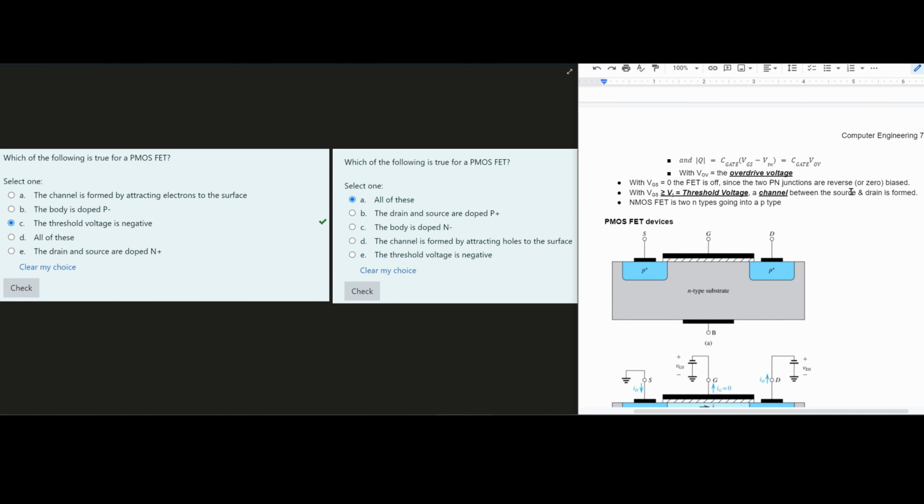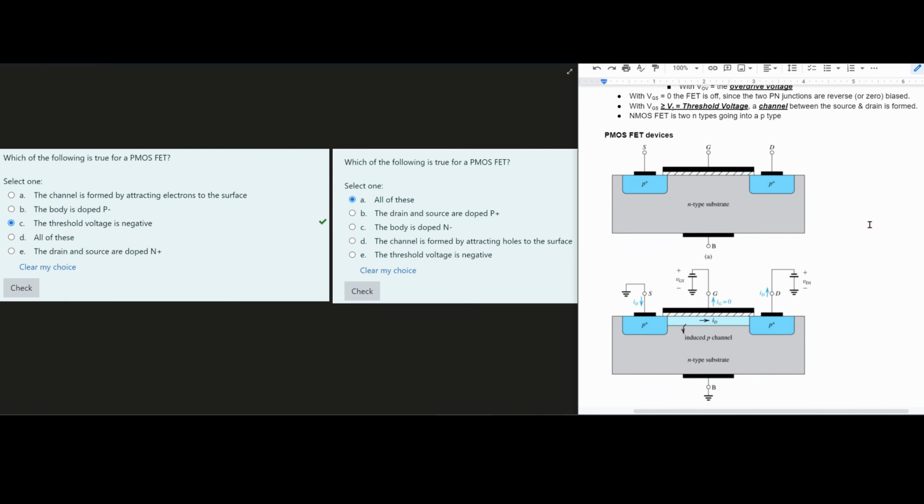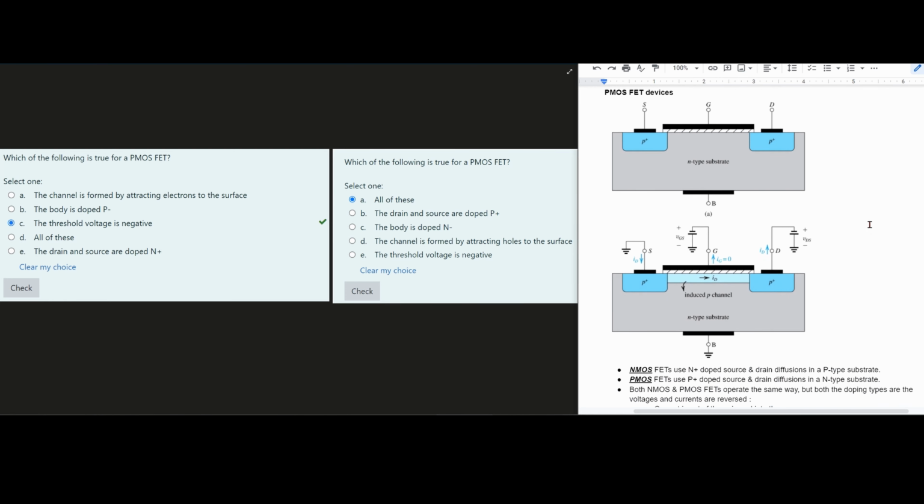We're going to be referencing the notes linked below the like button, page 71. So we have PMOS FET devices here, and we're going to absorb information as we go through. The first one on the left says the channel is formed by attracting electrons to the surface. This is false. The part that's false is the attracting electrons part, because we are not attracting electrons.